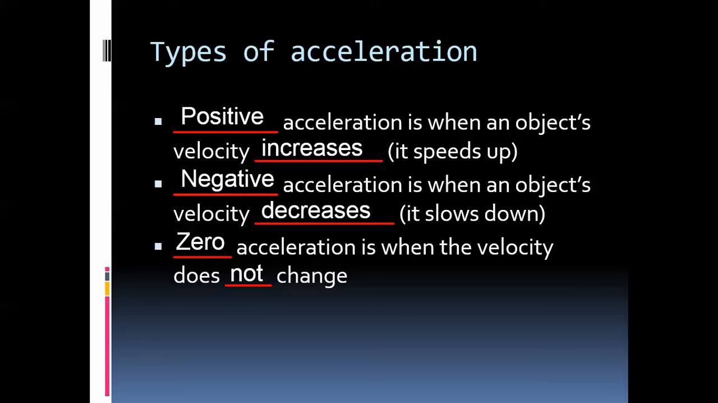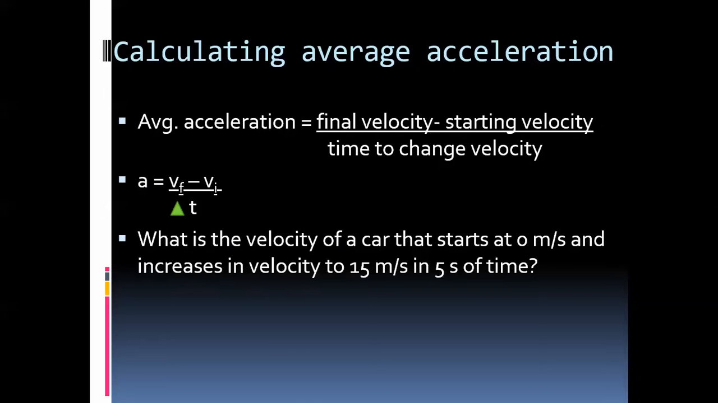So you need to know how to calculate, again, average acceleration. So here's the formula. You'll want to write that down. Average acceleration is actually equal to the final velocity minus the starting velocity, and then divided by the time to change that velocity. Or we give it the shorthand as a equals vf minus vi, vf meaning velocity final minus velocity initial, which is starting, and then divided by delta t. So that green triangle there, that's for the Greek symbol delta. And in science, we always say that delta means change in, so change in time.